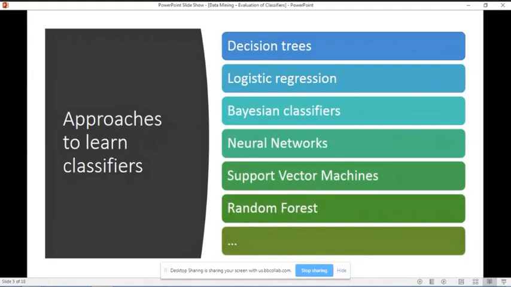There are a multitude of classifiers we can use. Several of them we've talked about or we will talk about in this class. A couple of weeks ago we talked about decision trees, and last week we talked about support vector machines. Next week we'll talk about naive Bayes models.